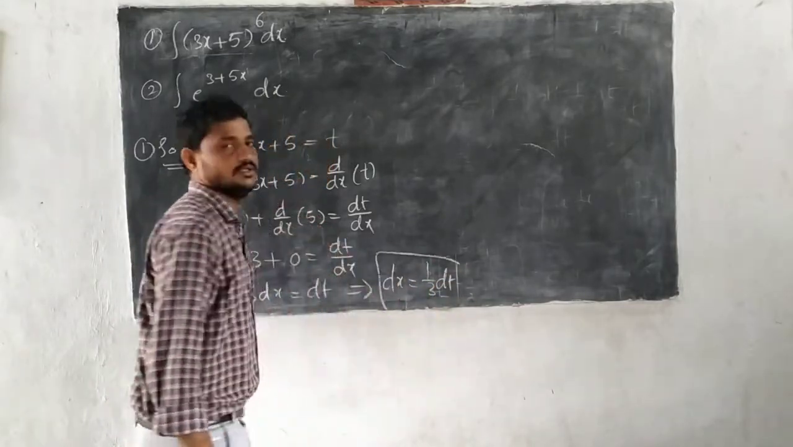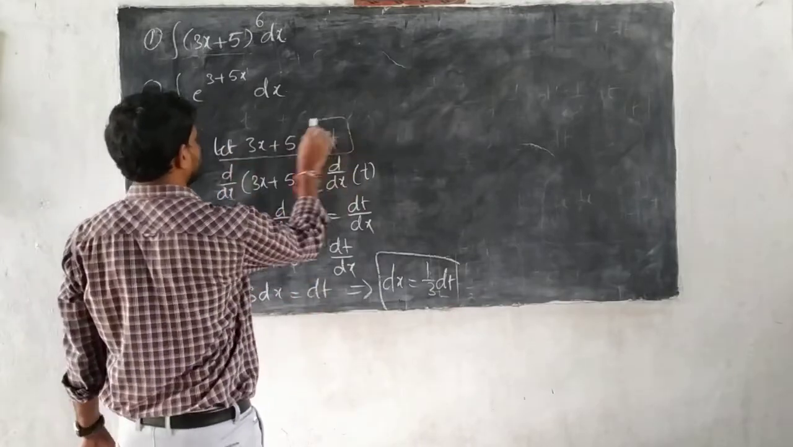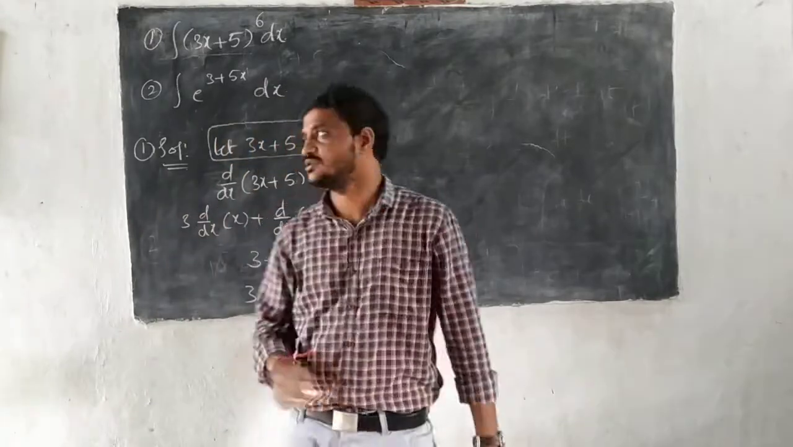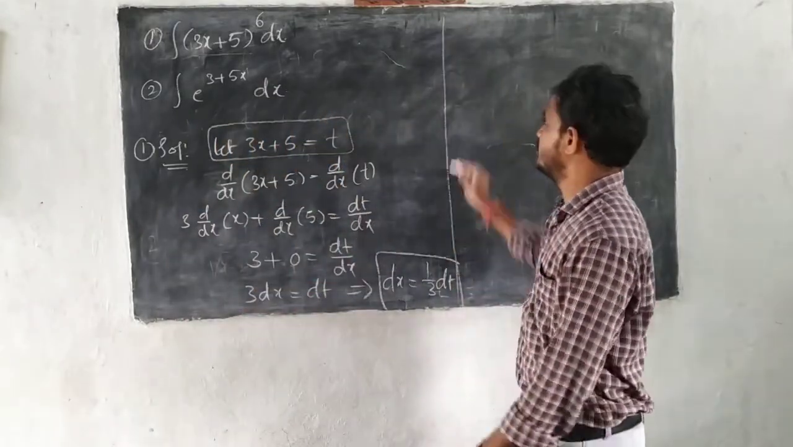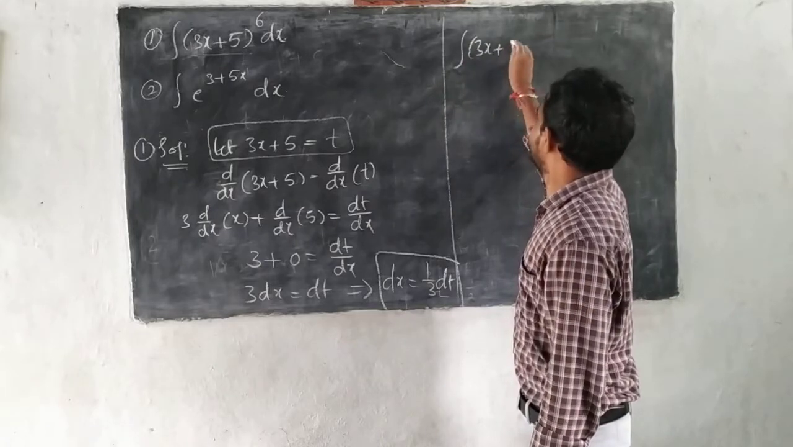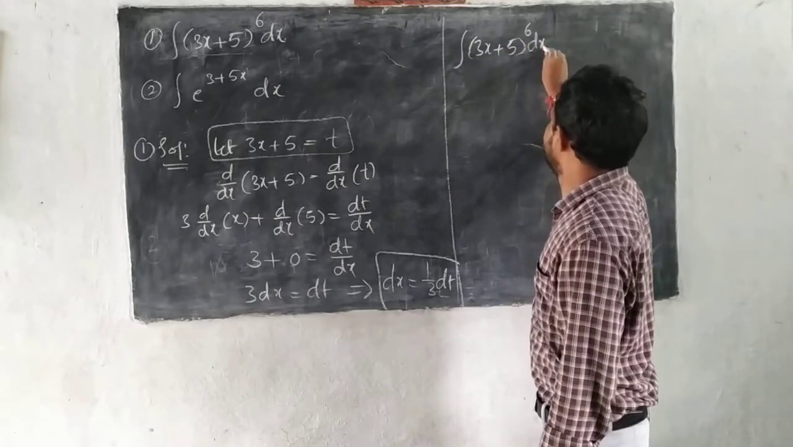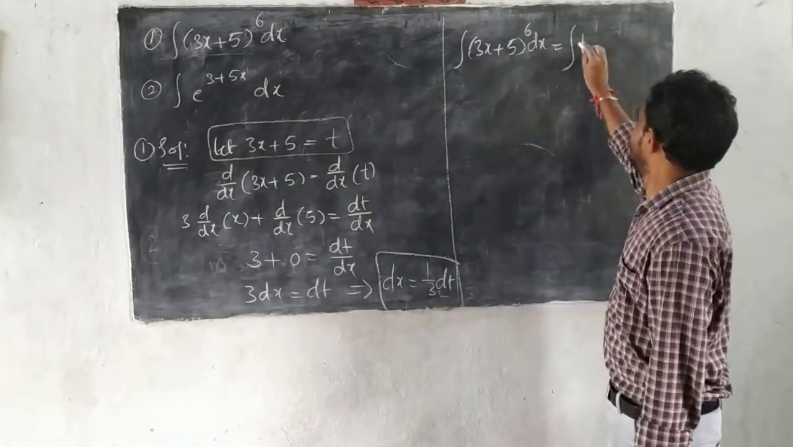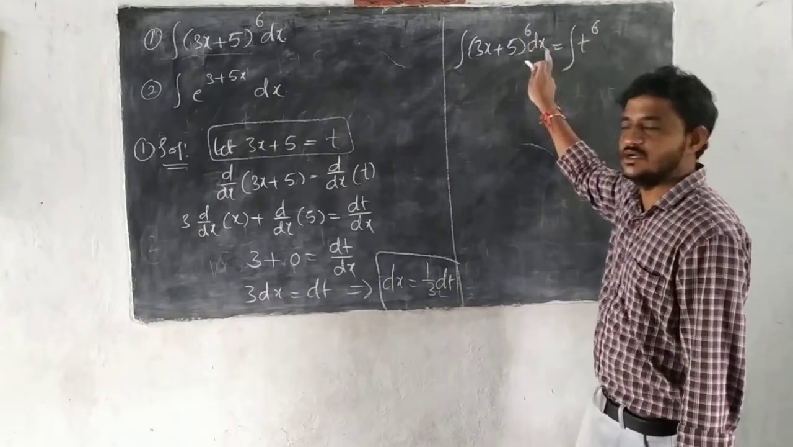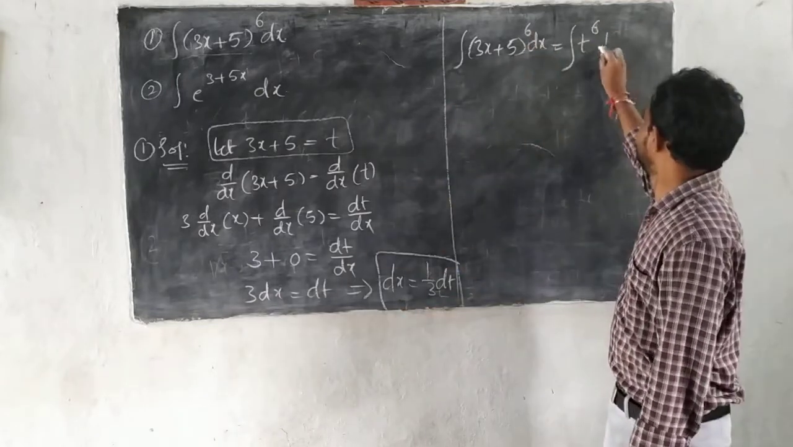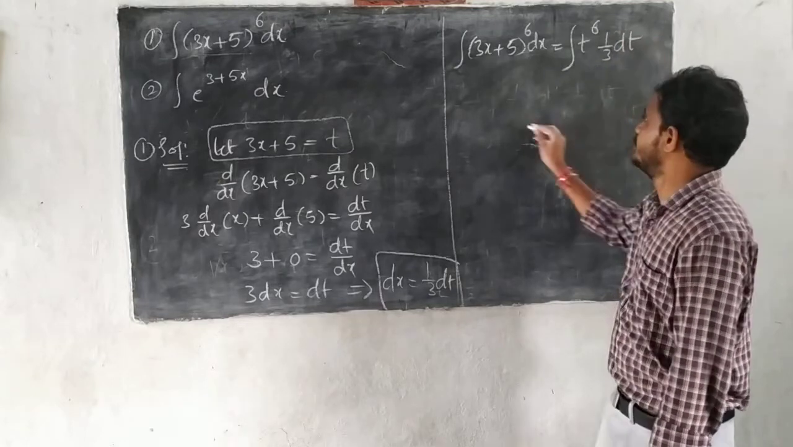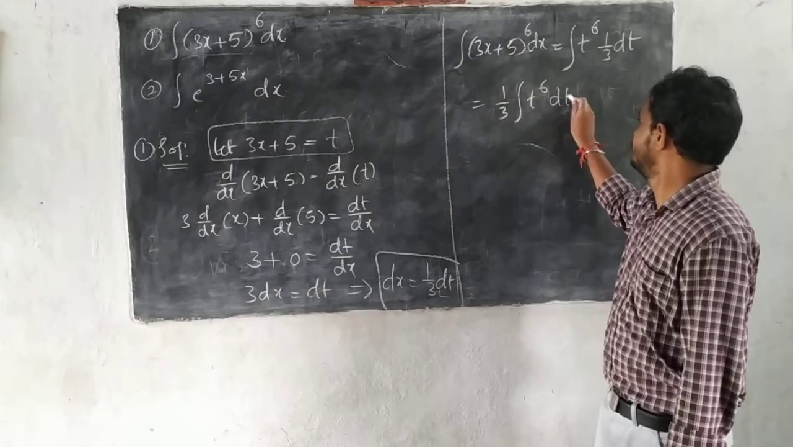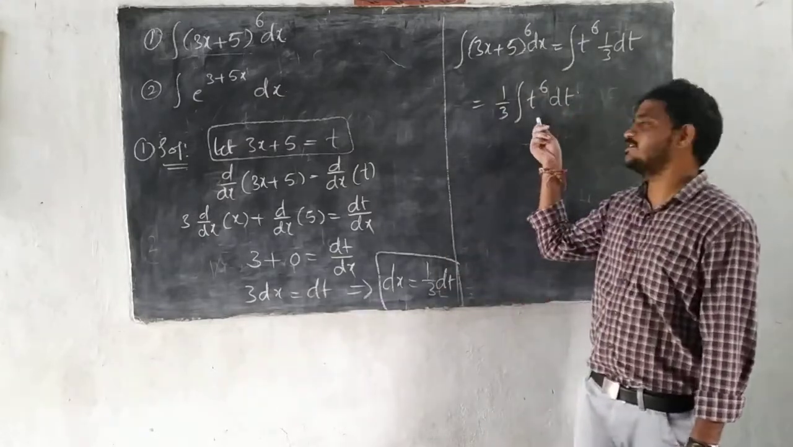That is dx. Now substitute 3x plus 5 equals t and dx equals 1 by 3 into dt in the given function. What is the given function here? Integral of (3x plus 5) to the power of 6 into dx. Substitute: what is the 3x plus 5 value? t. So t to the power of 6 into dx. What is dx here? 1 by 3 into dt. So 1 by 3 outside, then t to the power of 6 into dt. Now it is converted into standard form, right?